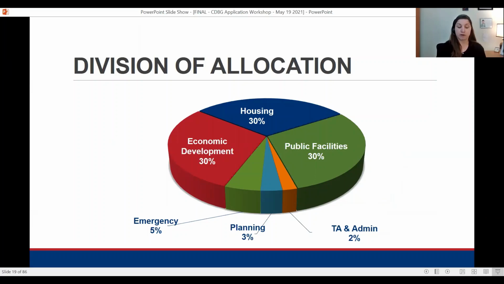CDFA's 2021 Action Plan allocates CDBG funds across 3 major categories, as you can see in the pie chart here: economic development, housing, and public facilities. This is in addition to funding that goes towards planning grants, emergency grants, and then there is, of course, funding that goes to administration and technical assistance as well.